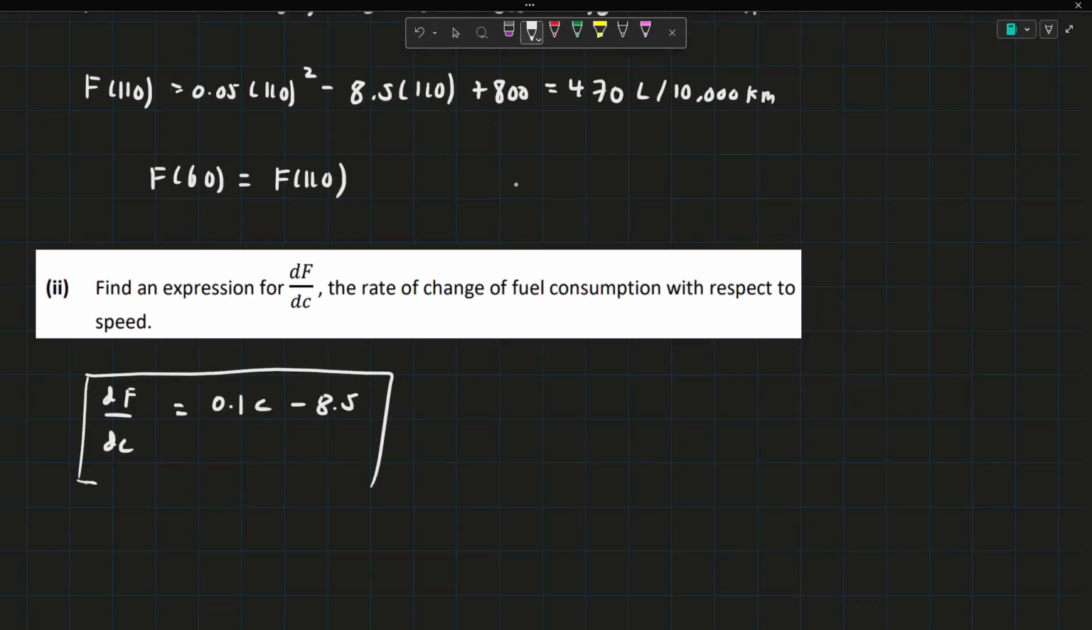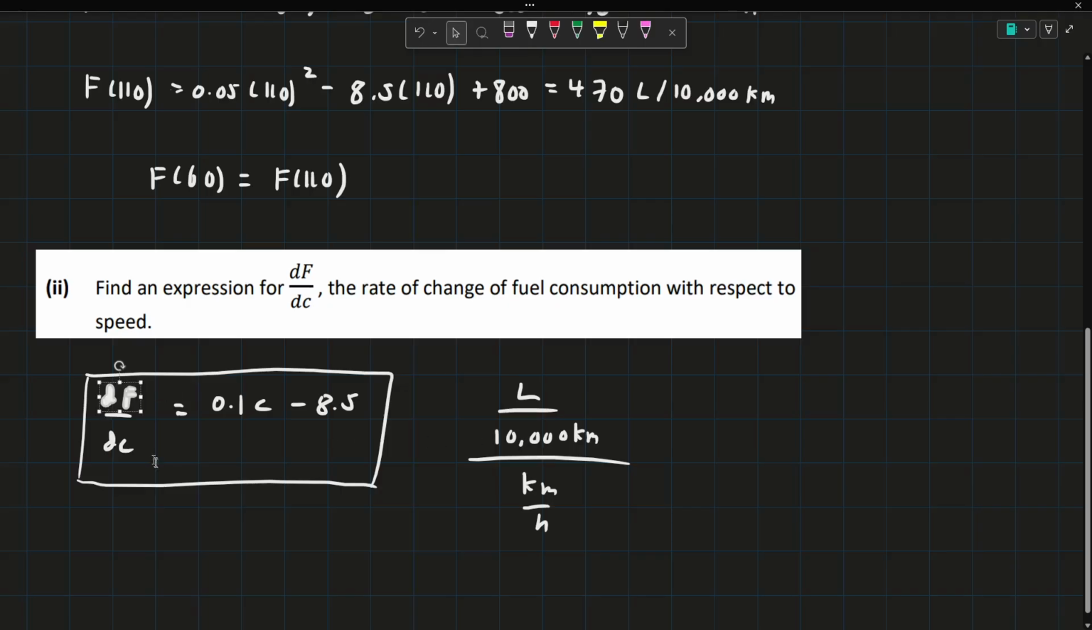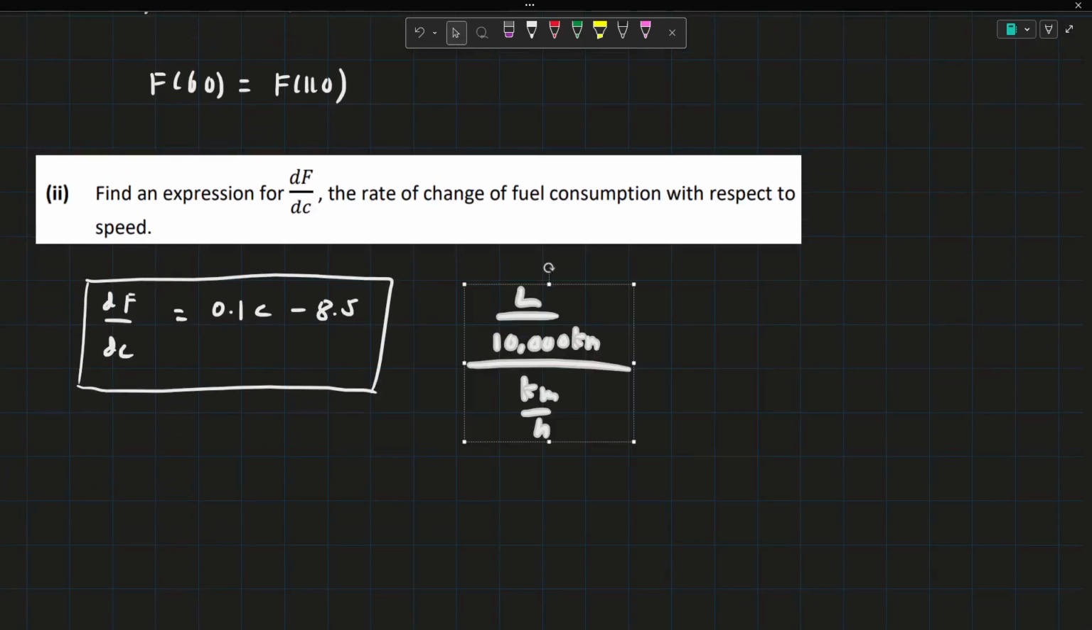And the units don't really matter. They don't really care about them. But if you did want to know the units, which I suppose might be good for your own understanding, well, we have units of fuel consumption over units of speed. So basically, the units of fuel consumption is liters per 10,000 kilometers, and that's divided by the units of speed, which is kilometers per hour, because we have fuel consumption over speed, df over dc. It's very difficult, so that's why they don't really use units, and I'm not really going to mention the units for the rest of this question for that reason.